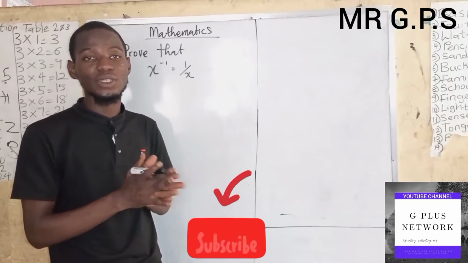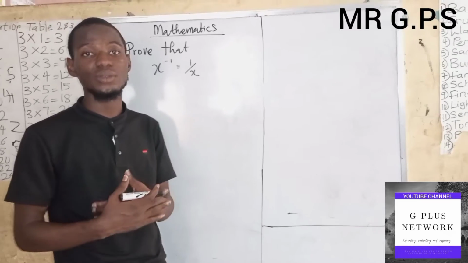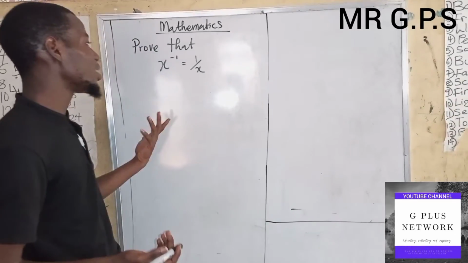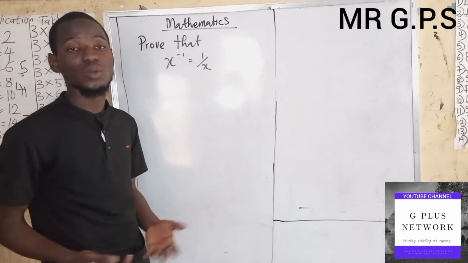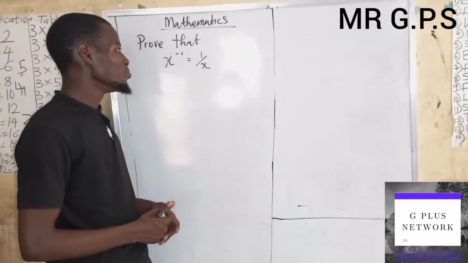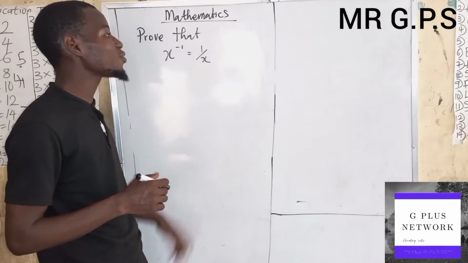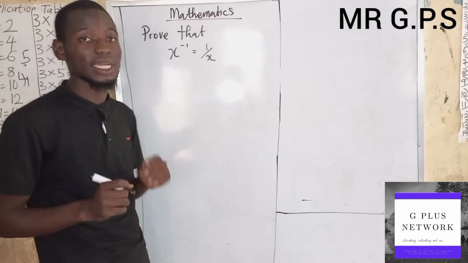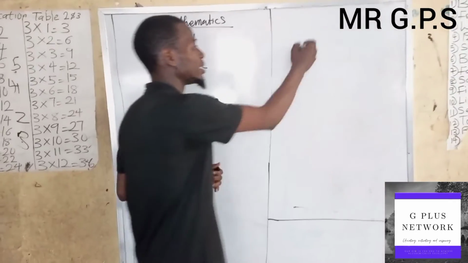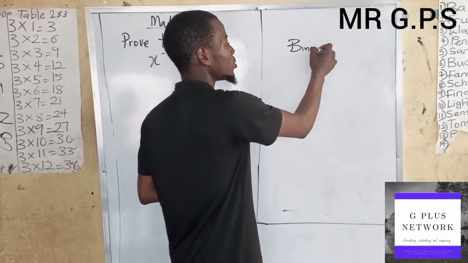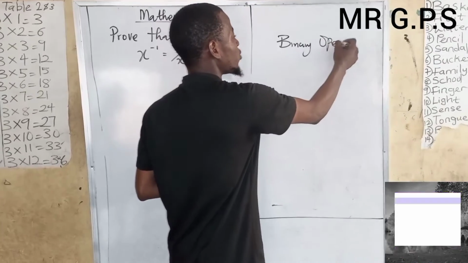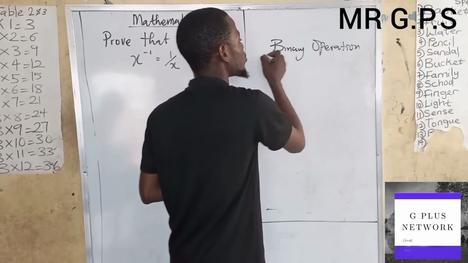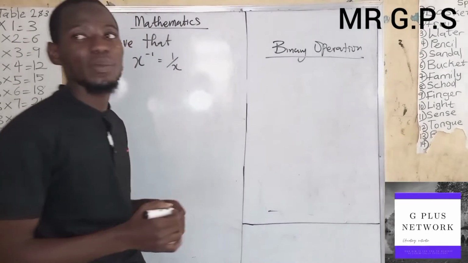Now I'm going to be using this medium to prove this to you today, which says, prove that x raised to power minus 1 equals 1 over x. Now, there is one thing you have to take note of when you want to prove something like this, which is the binary operation. So if you don't have a good knowledge of binary operation, you are going to be having problems with this.